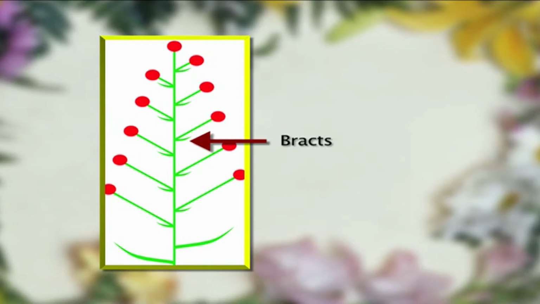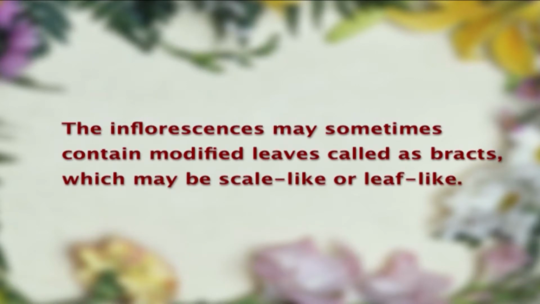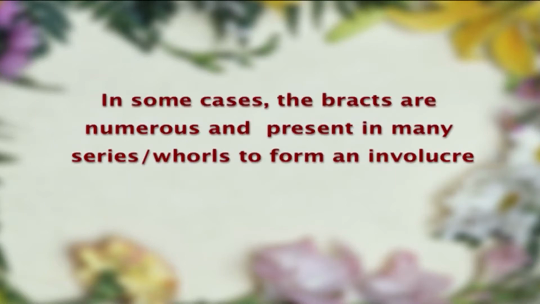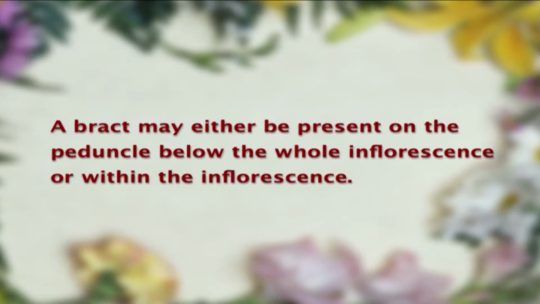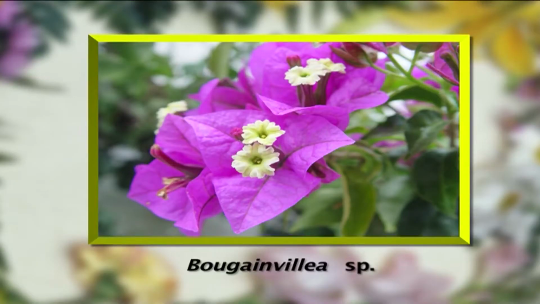The inflorescences may sometimes contain modified leaves called bracts, which may be scale-like or leaf-like. In some cases, the bracts are numerous and are present in many series or whorls to form an involucre. An involucre is a common feature beneath the inflorescences of many families like Apiaceae, Asteraceae, Dipsacaceae and Polygonaceae. A bract may either be present on the peduncle below the whole inflorescence or within the inflorescence. The bracts are usually green but sometimes also brilliantly colored, as we can see in bougainvillea.